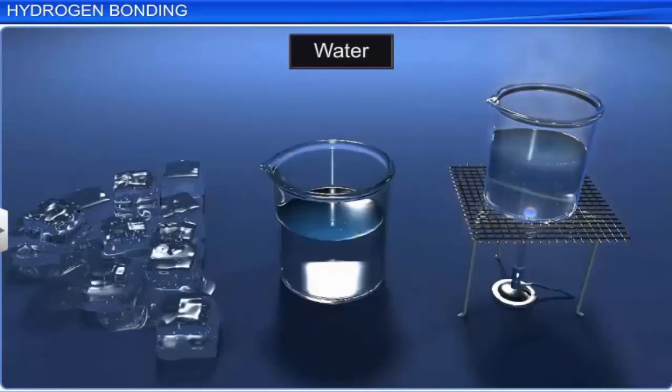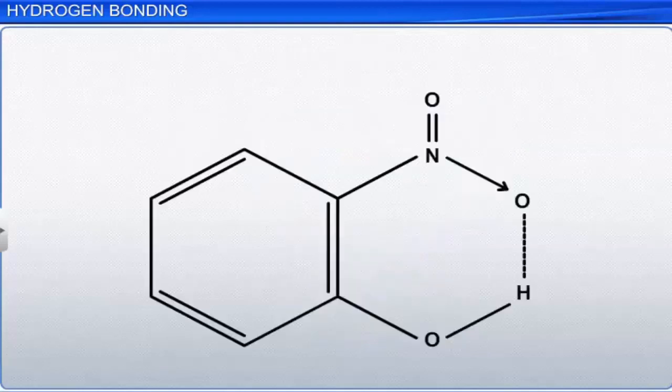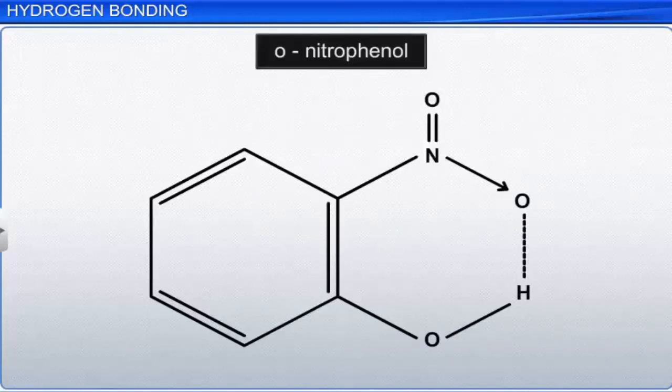The hydrogen bond present in water is said to be an intermolecular bond, which means that the hydrogen bond is formed between 2 different molecules of the same or different compounds. However, in certain compounds like ortho-nitrophenol, a hydrogen bond is formed between the hydrogen atom of the hydroxyl group and a highly electronegative atom, that is oxygen of the nitro group, present within the same molecule. Such a bond is called an intramolecular hydrogen bond.